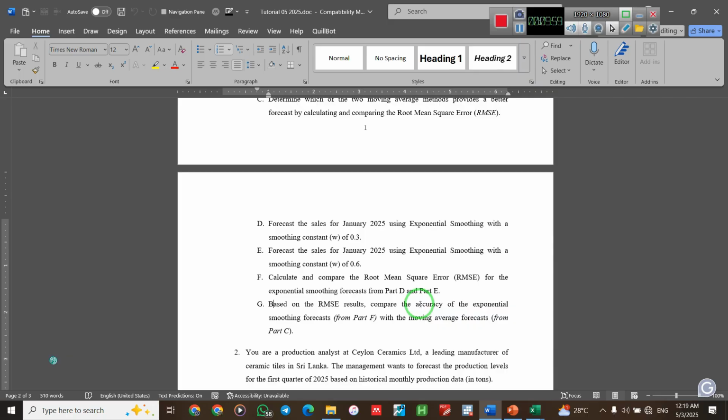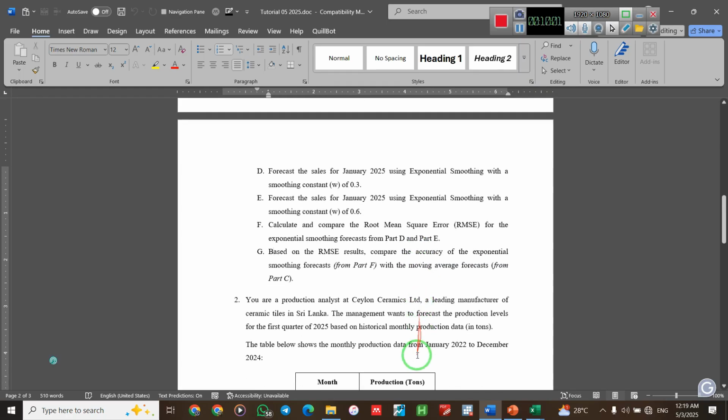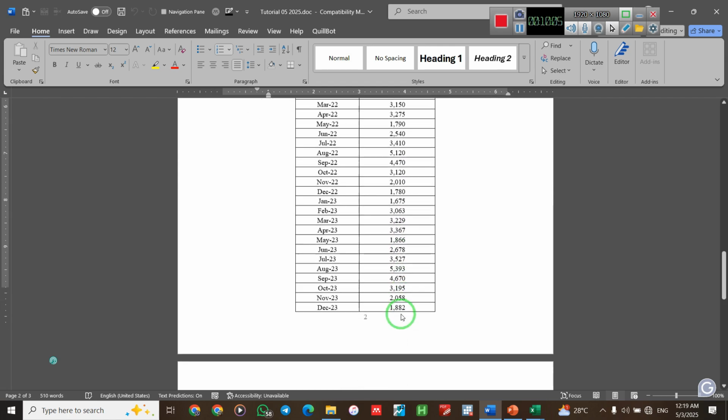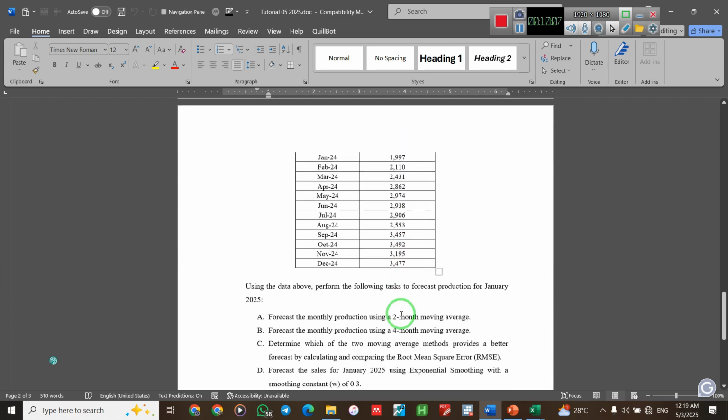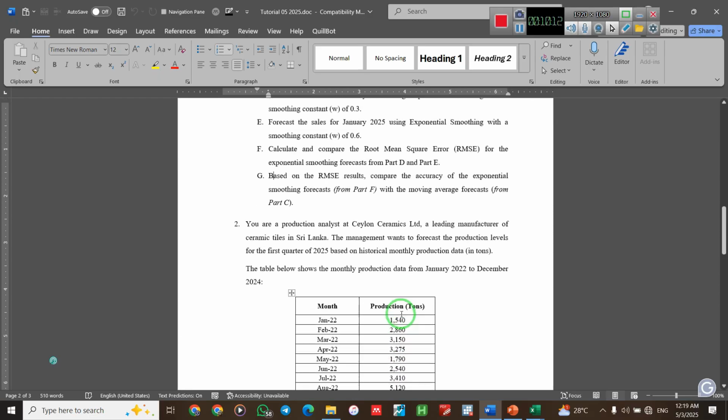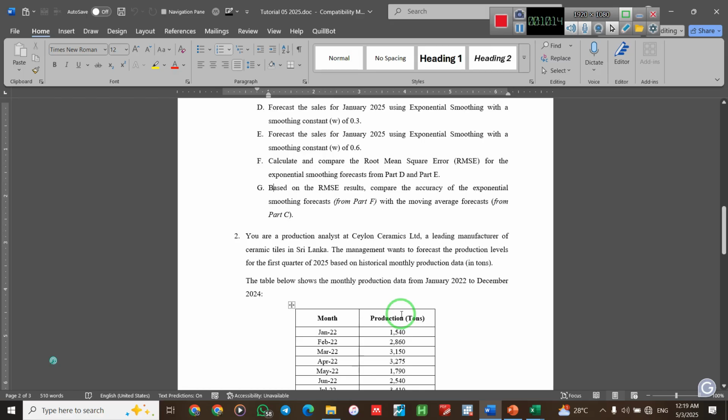And there is another question, the second question. This is almost similar to the question that we have done so far. This is your homework, which means you can self-study this question and try to do it by yourself by following the instructions that I gave you.